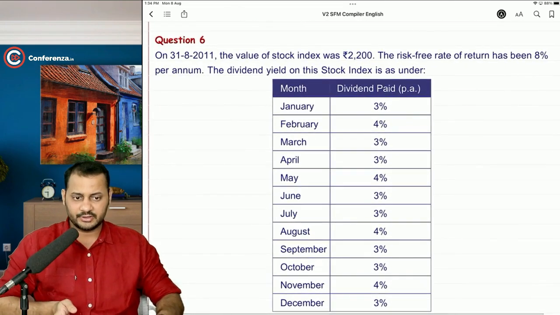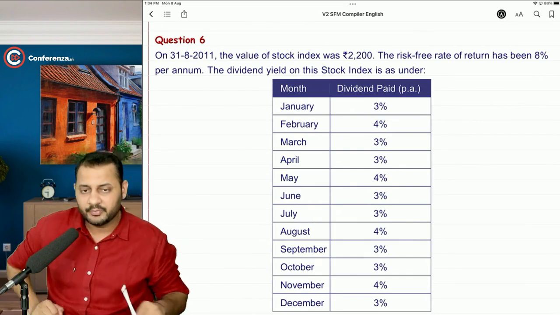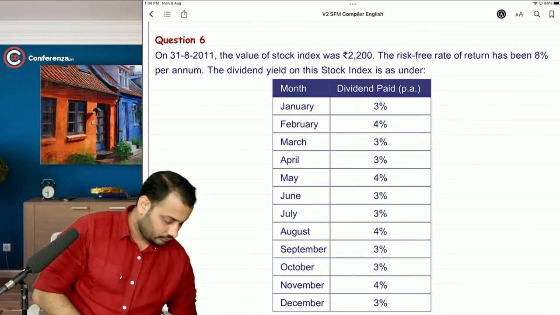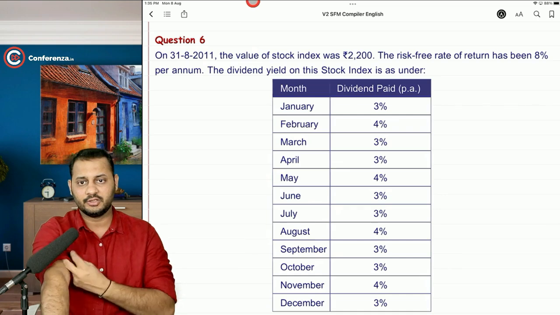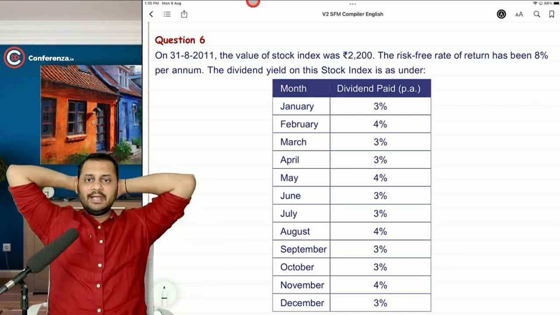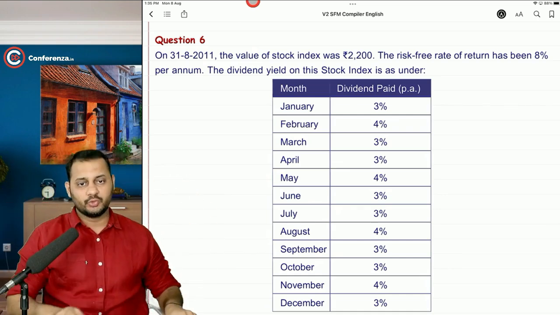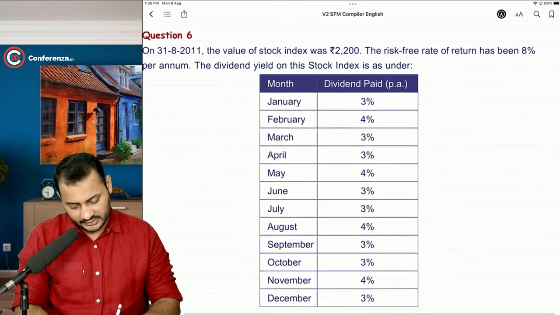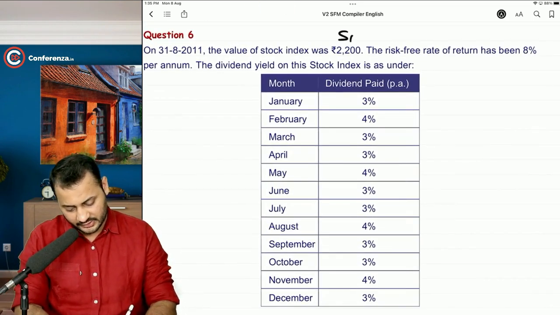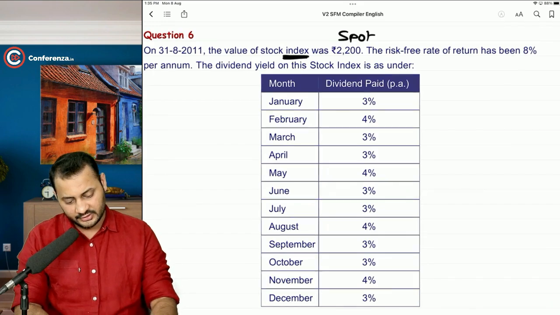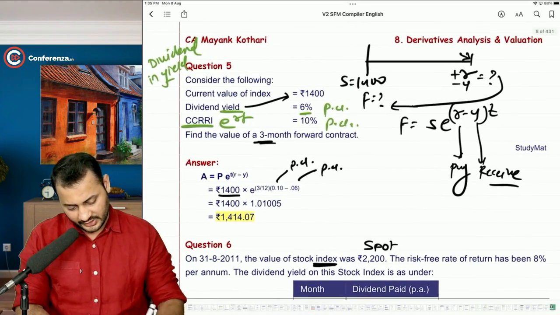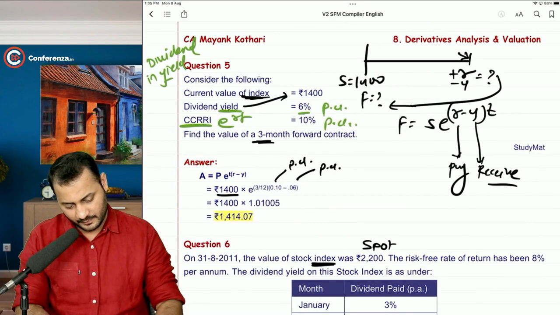Come to question number 6 now. Interesting part. On 31st August 2011, the value of the stock index was 2200. See, this is not a futures price. This is the spot price of the index. In this question, it's the index. Have a look. In this question also, it was the index.